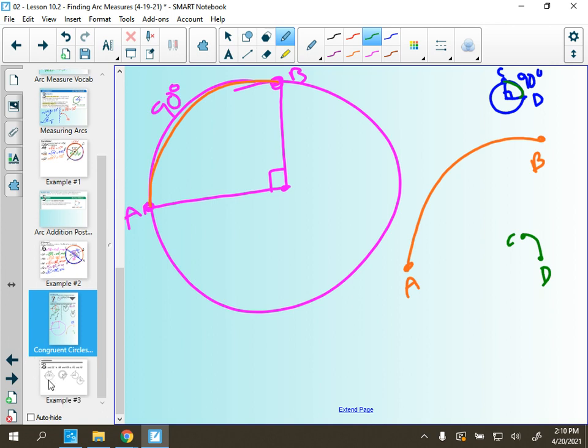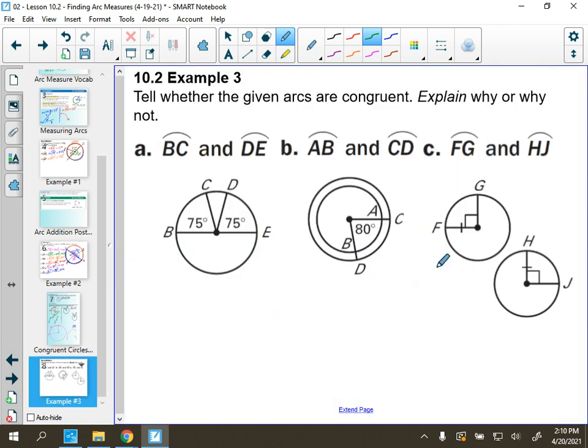All right. So last thing is kind of just putting that all together. There's a 75 that I mentioned a second ago. There's some 90. So like I said, I must have had this on my brain from earlier. What are we being asked to do? Tell whether the given arcs are congruent, explain why or why not. So there's a little bit of an explain. You're just going to kind of reference some of the stuff we just talked about.